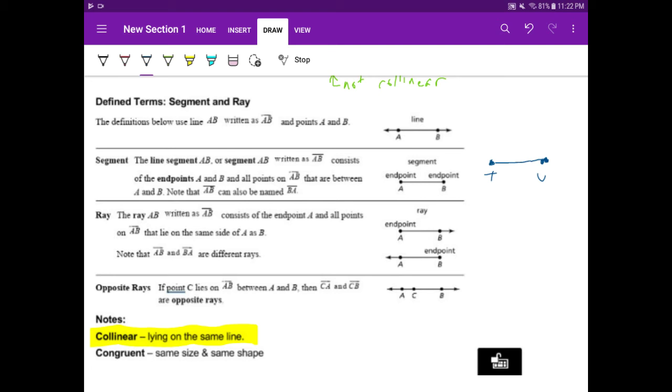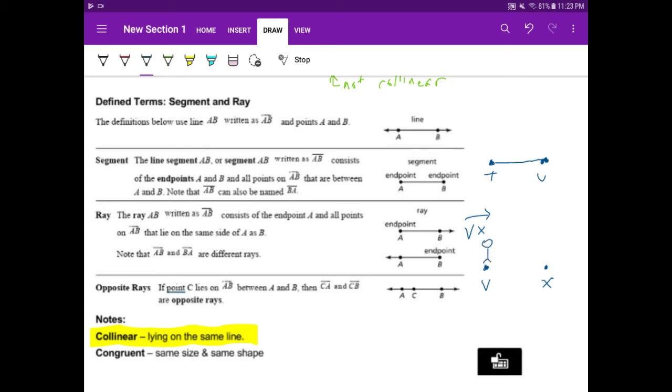A ray has a starting point and it's continuous in the other direction. So let's say, for instance, you want to do this ray. Let's do ray VX. And then you have this here. This is how you label it. What this tells you is that V is the starting point and X is the point it goes through. One way you can think about this is you have these 2 points here. These 2 points are V and X. So here's the arrow at the top.